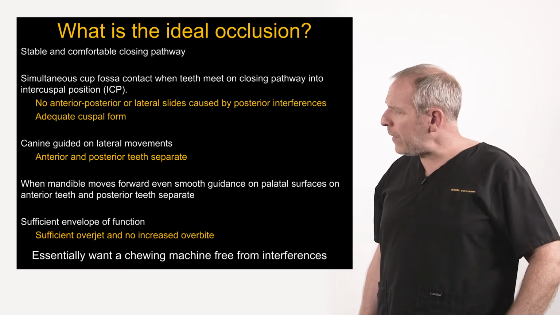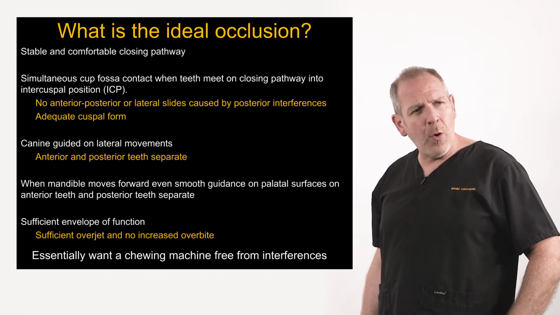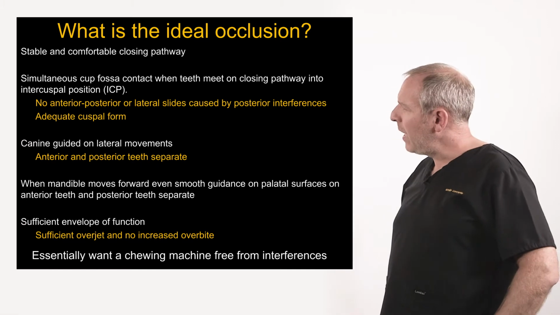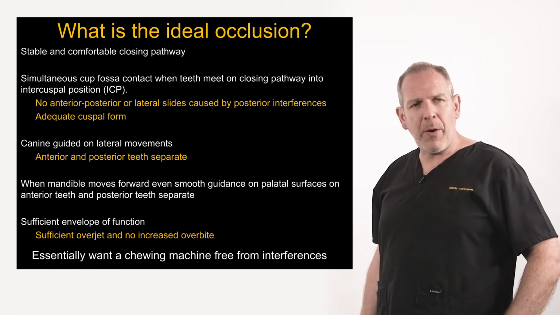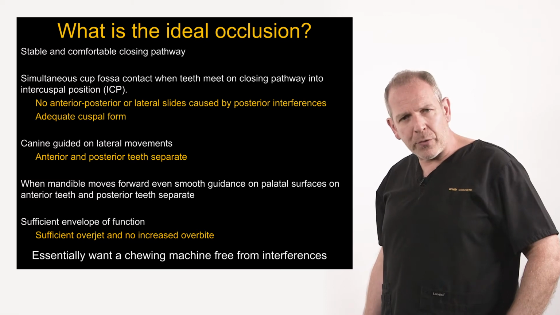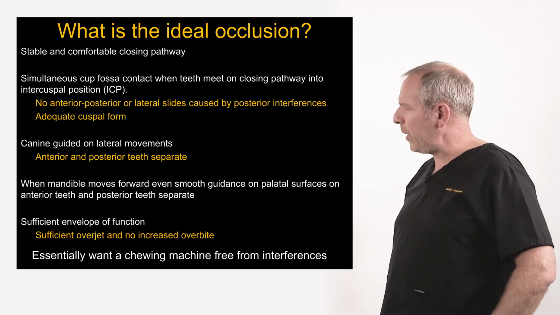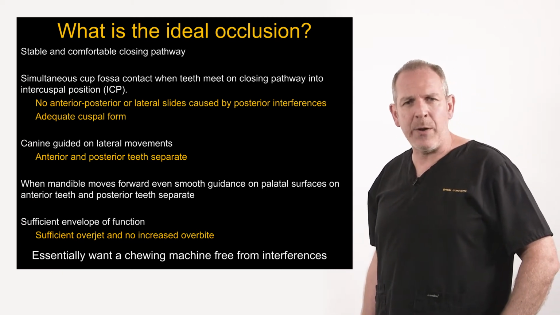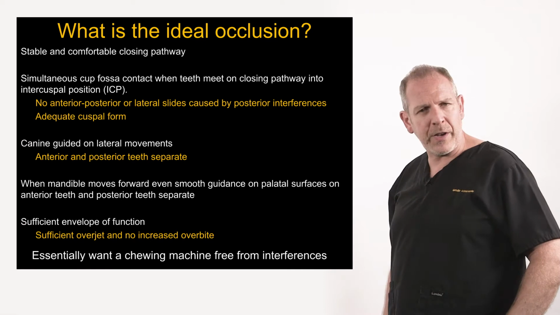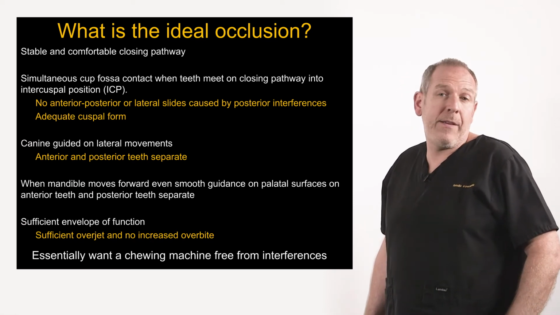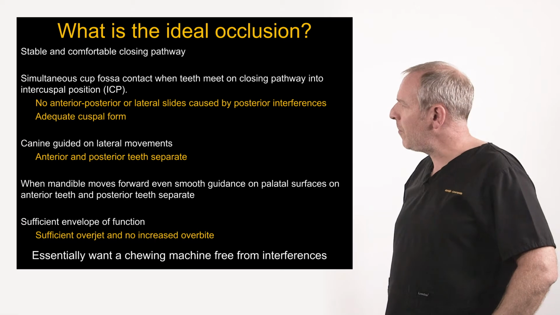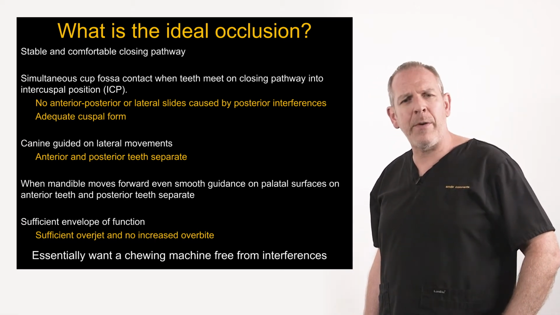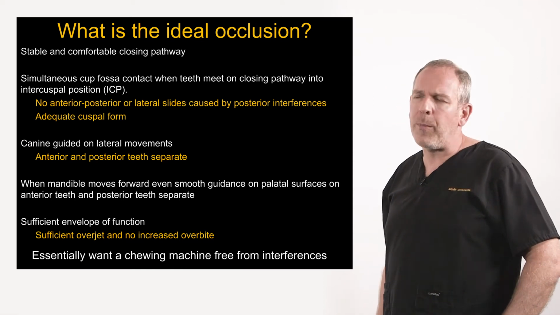So what do we want for that? We want adequate cuspal form, so that when the teeth come together, we have an intercuspal position. And we don't want any anterior-posterior or any lateral slides caused by posterior interferences. Now, it's not really the scope of this lecture to look at how we would assess these anterior-posterior interferences. That might involve bimanual manipulation. It may involve the use of short or long-term deprogrammers, and so that's a whole topic within itself.